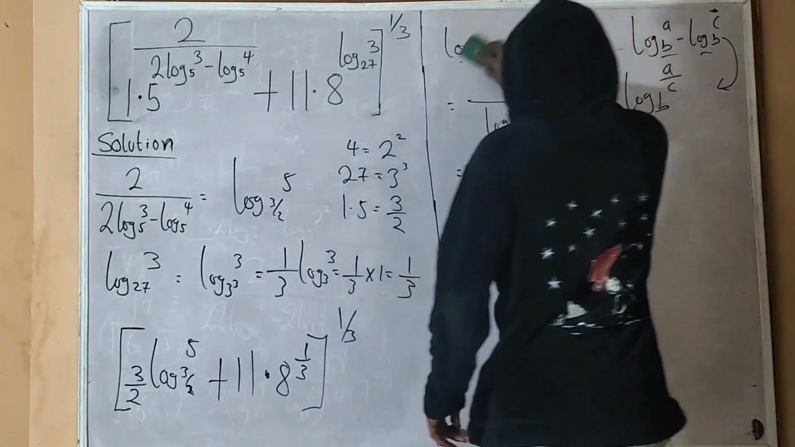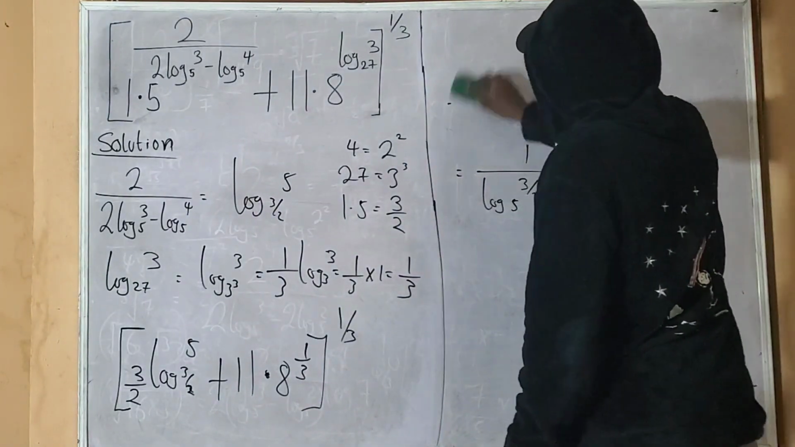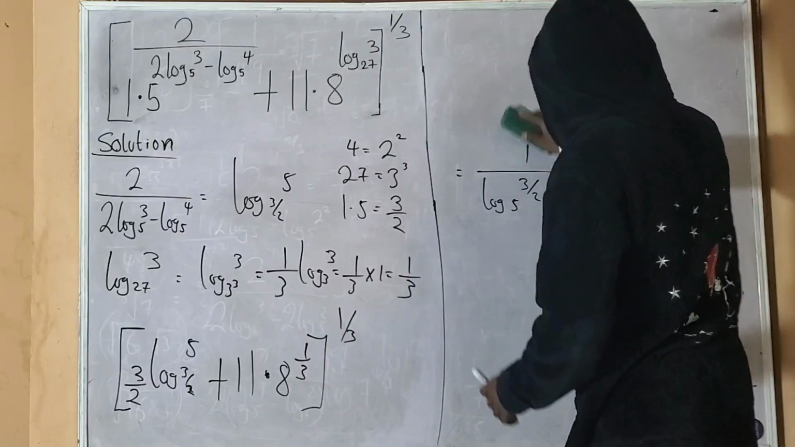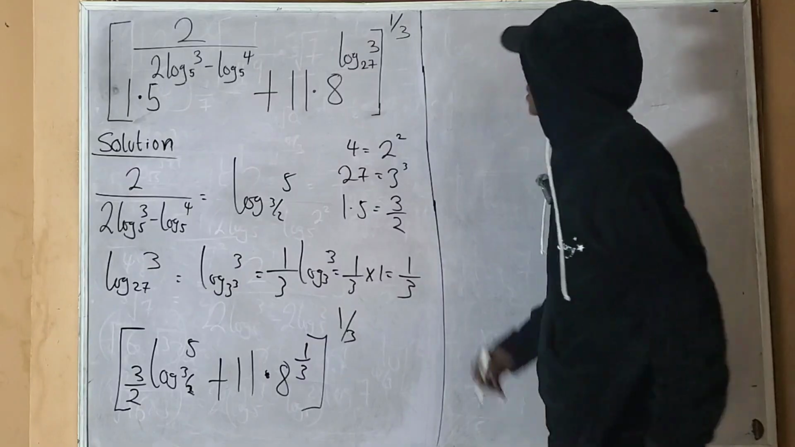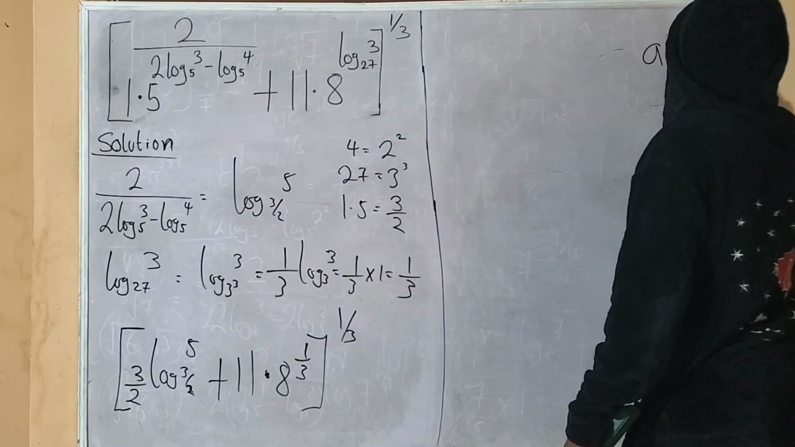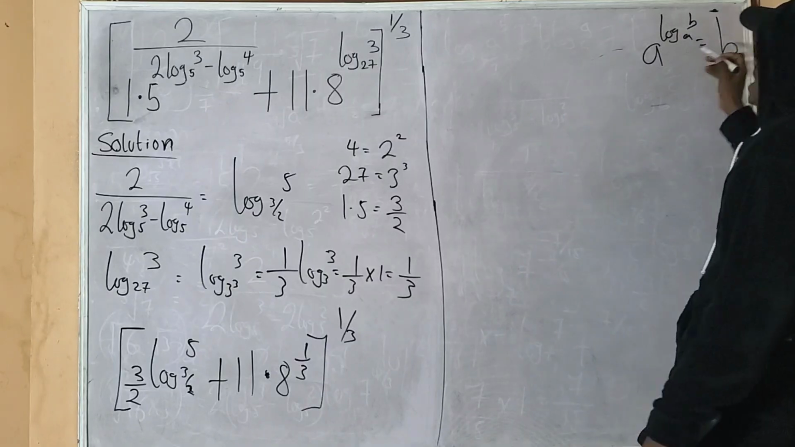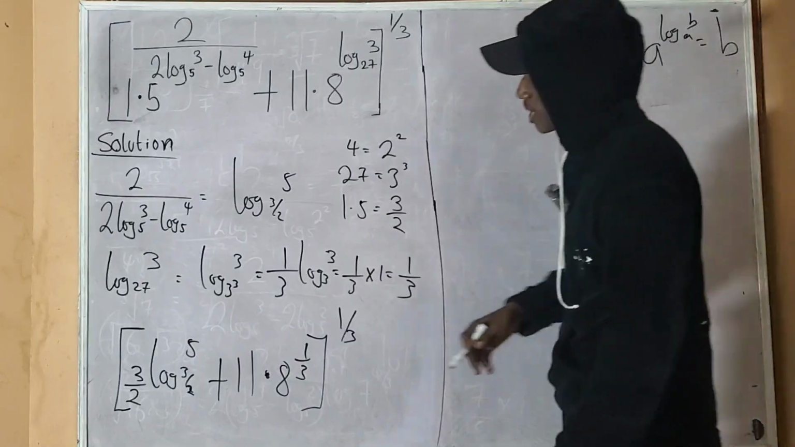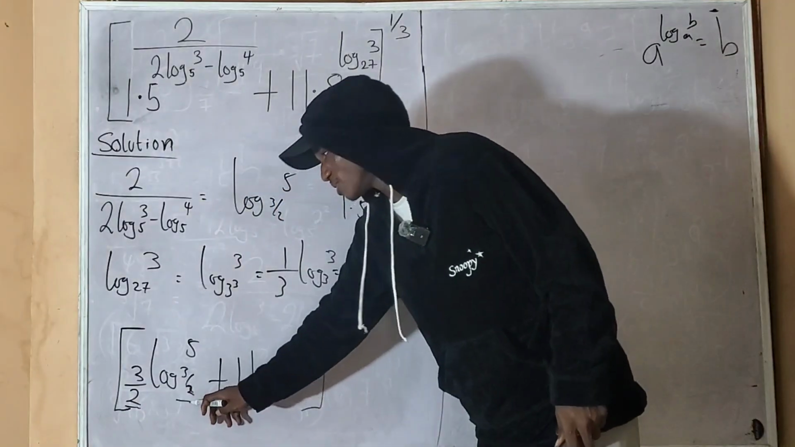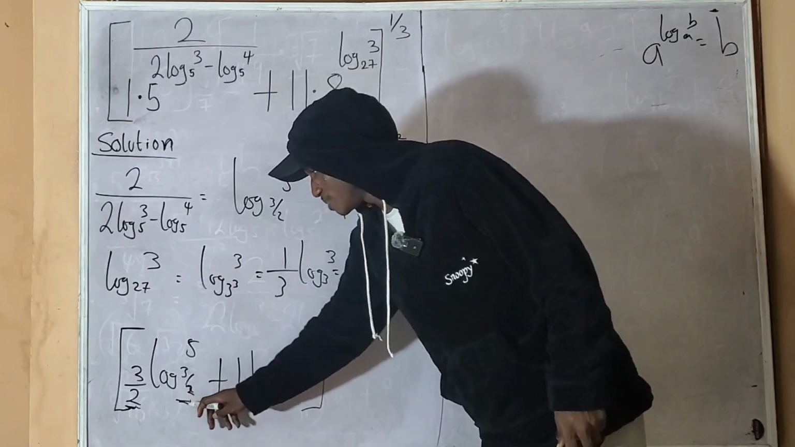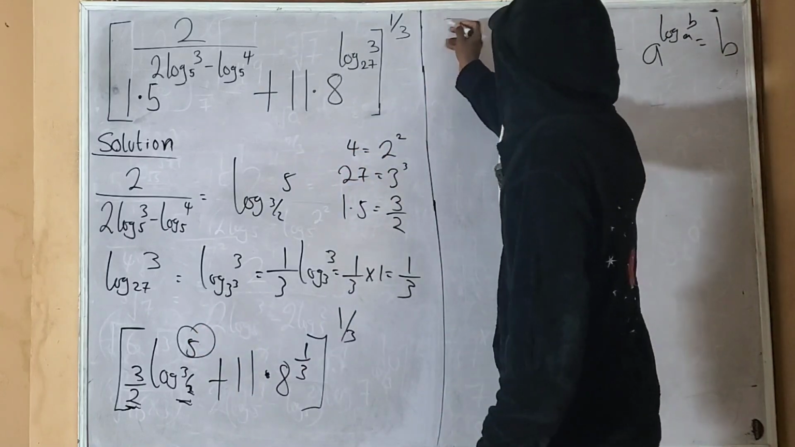Let me just erase this. Now, if you have a raised to the power of log_a b, this will be b, right? Yes. So I'm going to apply this law here, because this base and this base are equal. That means the answer will be 5.